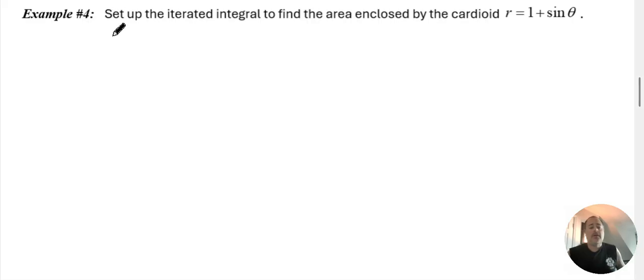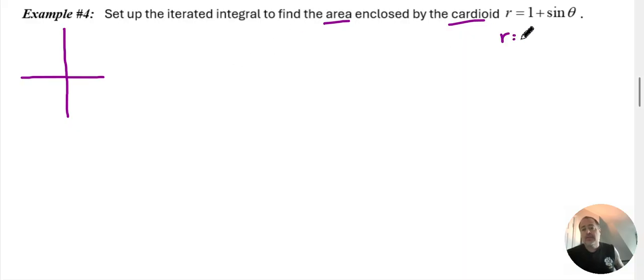Our example here is to set up the integral to find the area enclosed by the cardioid r equals 1 plus sine of theta. This is actually a pretty straightforward problem because the question is asking us to find the area of the entire cardioid and not just a piece of it.